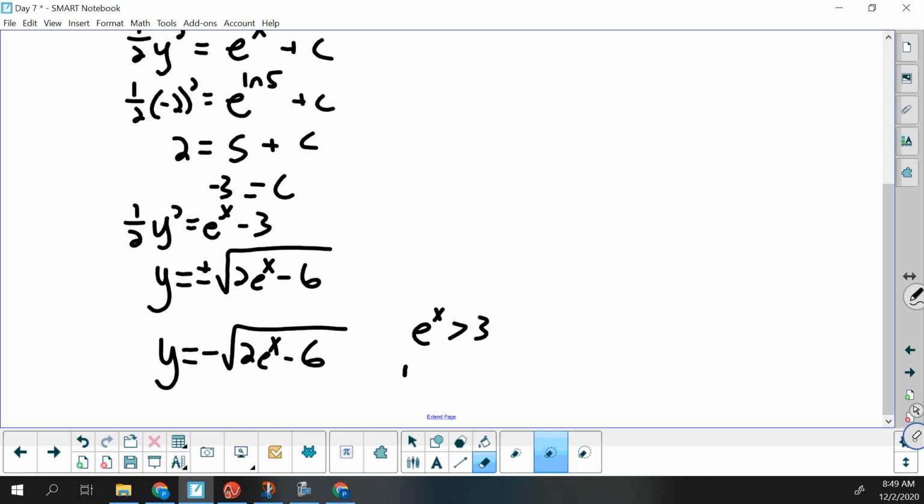If we take the natural log of both sides, natural log of e to the x becomes x, so we would want x to stay greater than natural log of 3. And our x value in the initial condition was natural log 5. Natural log 5 is greater than natural log of 3.